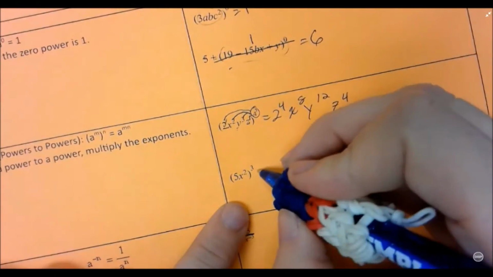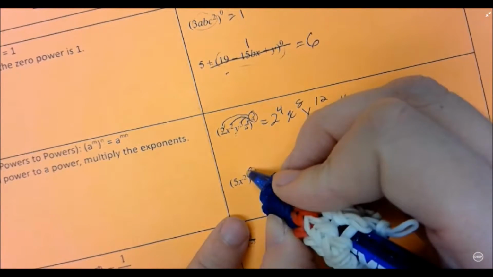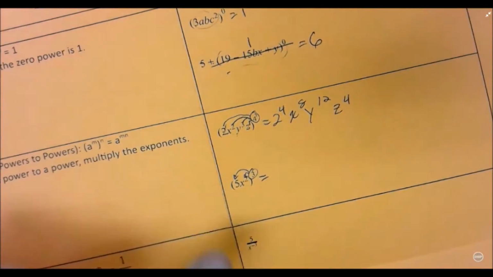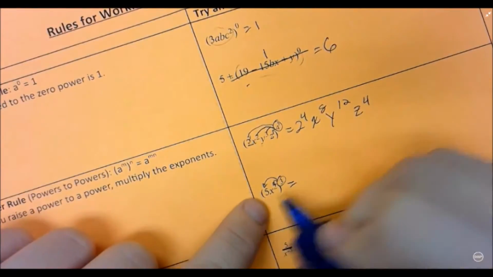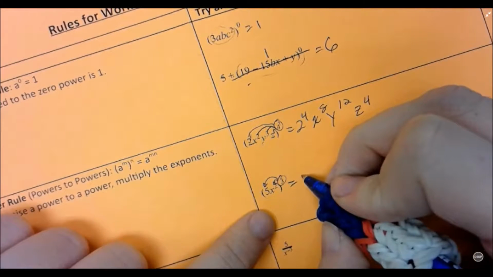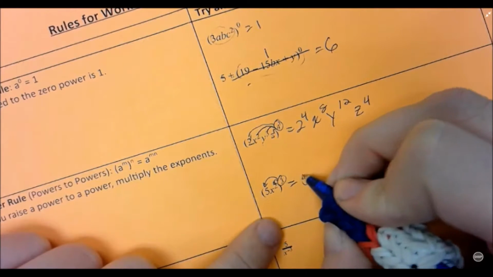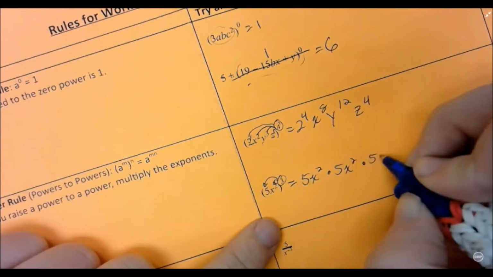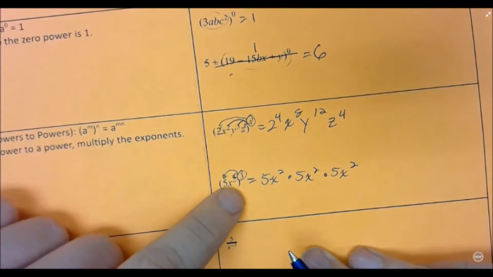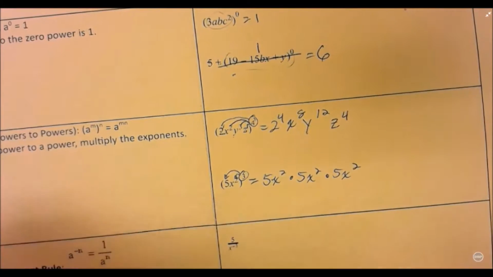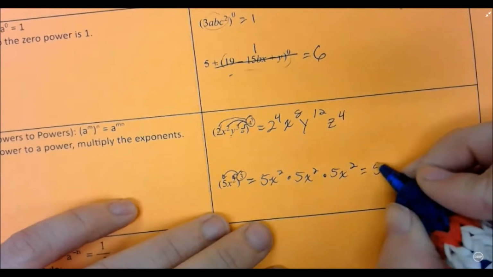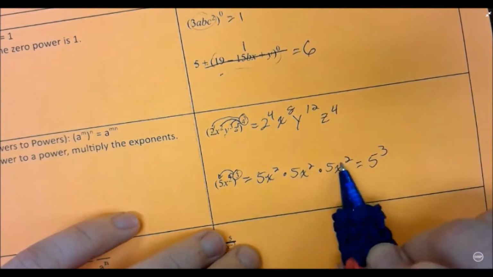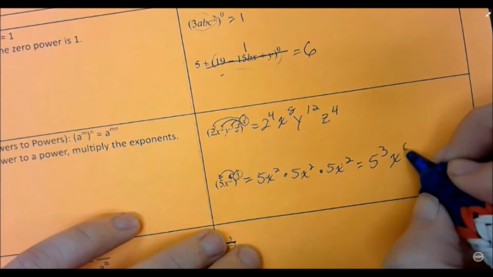Second power rule example, I'm raising 5x squared to the 3rd power. And actually this time I'm going to show you why you're doing it this way. So as we know, if we take 5x squared to the 3rd power, we're taking 5x squared times 5x squared times 5x squared. And how many 5s do I have? Well, I'm multiplying 3 5s, so that's 5 to the 3rd. And I'm taking 1, 2, 3, 4, 5, 6 x's, so x to the 6th.